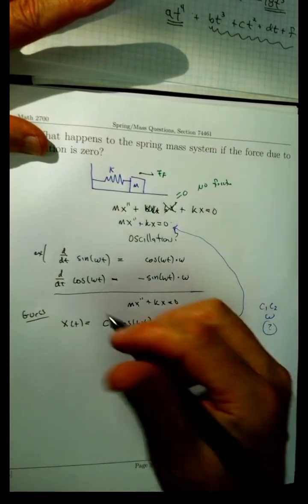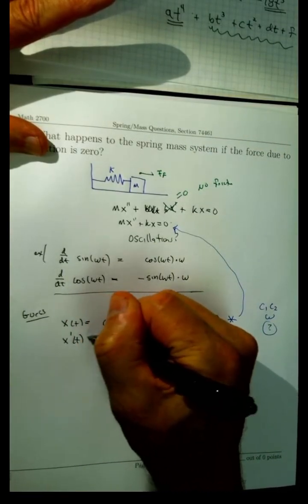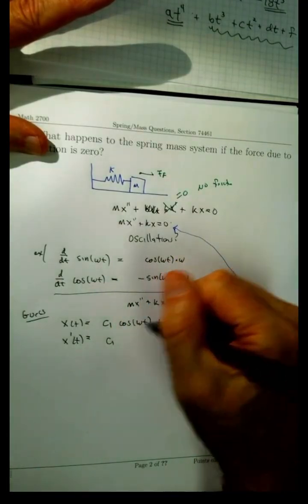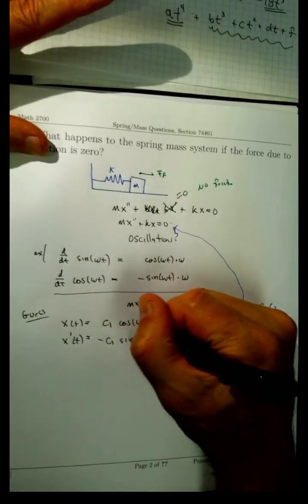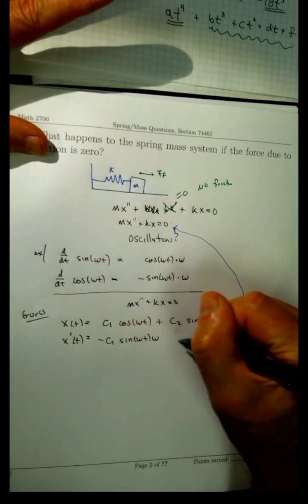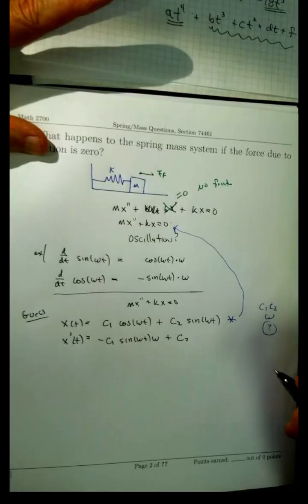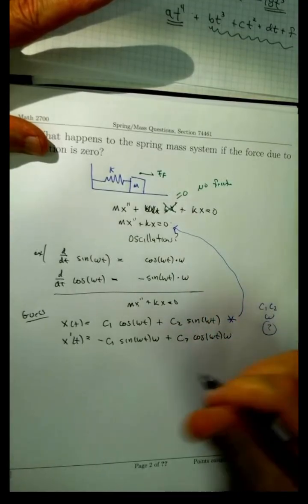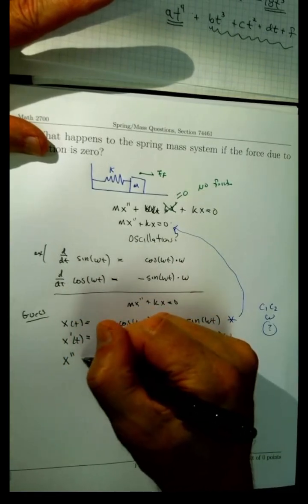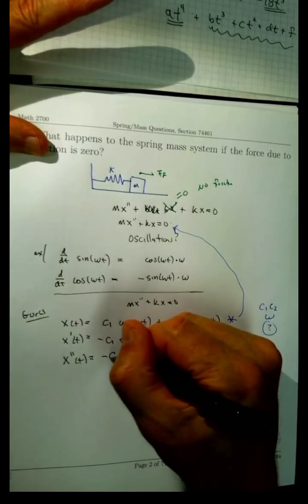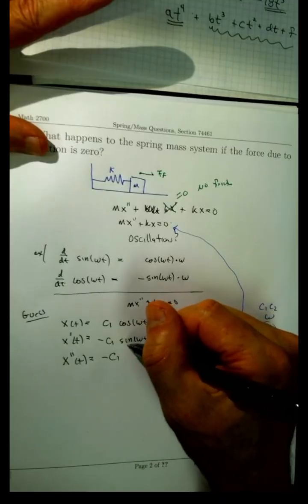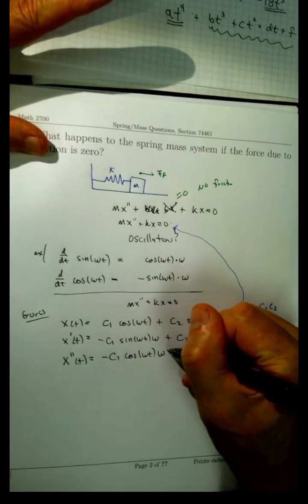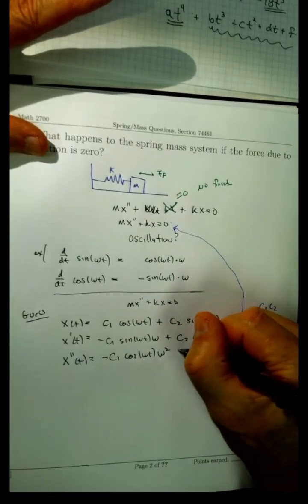So if I'm going to plug it into here, I need to find the first and second derivative. Well, C1, that's just a constant. Derivative of cosine is going to be minus sine omega t times omega. That's just a constant. Derivative of sine is going to be cosine omega t times omega. And then for the second derivative, I'm going to have minus C1. Omega just goes for the ride, but this becomes cosine omega t times omega times omega, or omega squared.